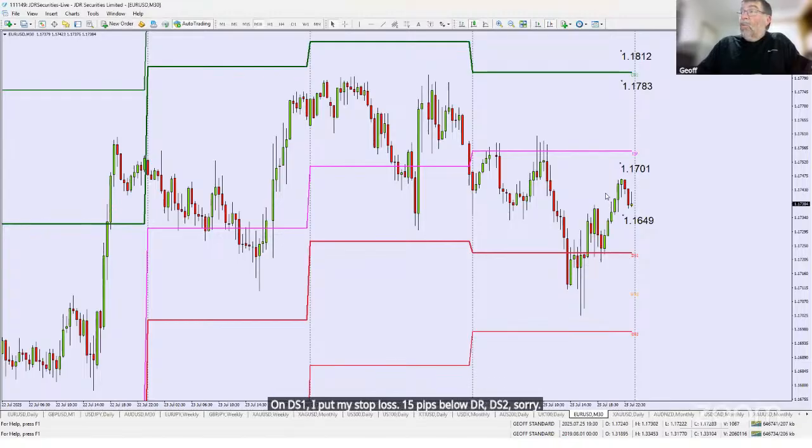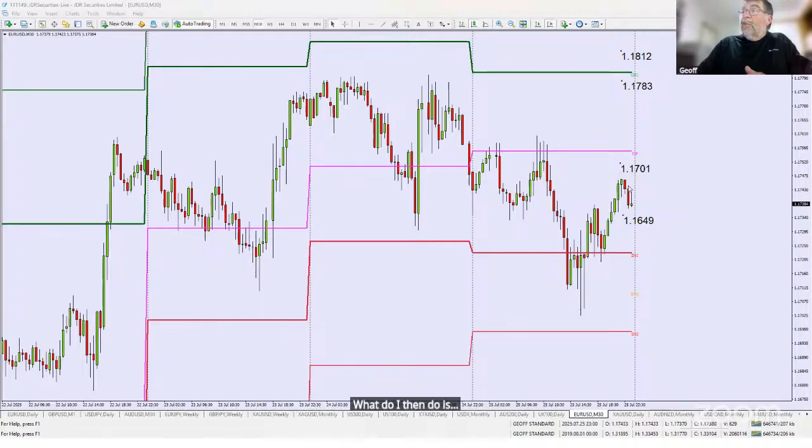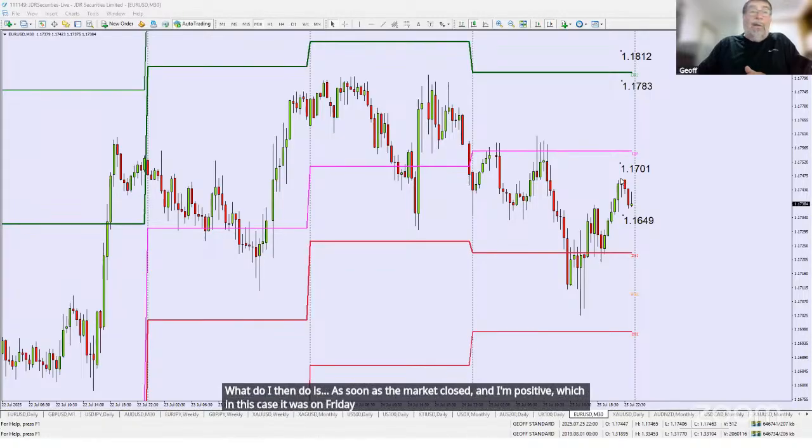And you then take your profit. Well, sorry, this is how I manage it. You can manipulate it, test it, whatever you want to do with it to find a better or best outcome for yourself. What I then do is as soon as the market closes and I'm positive, which in this case it was on Friday, I close.